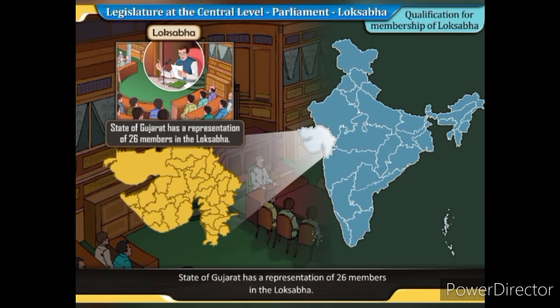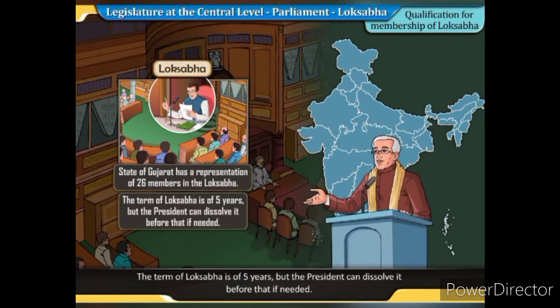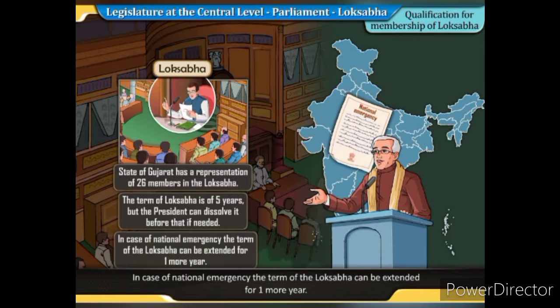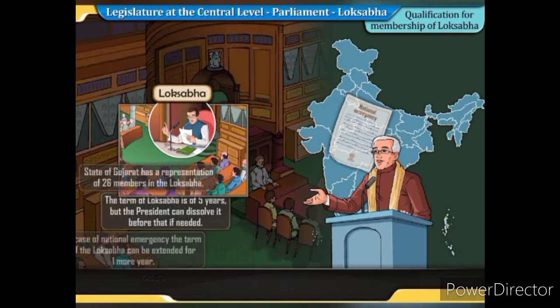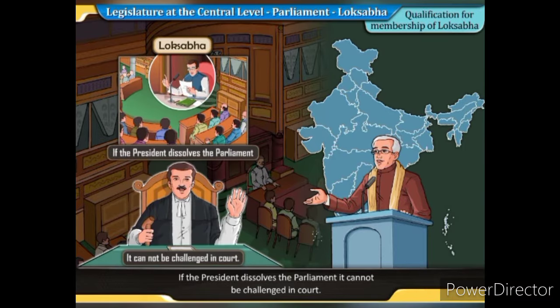The State of Gujarat has a representation of 26 members in the Lok Sabha. The term of Lok Sabha is 5 years, but the President can dissolve it before that if needed. In case of national emergency, the term of the Lok Sabha can be extended for 1 more year. If the President dissolves the Parliament, it cannot be challenged in court.